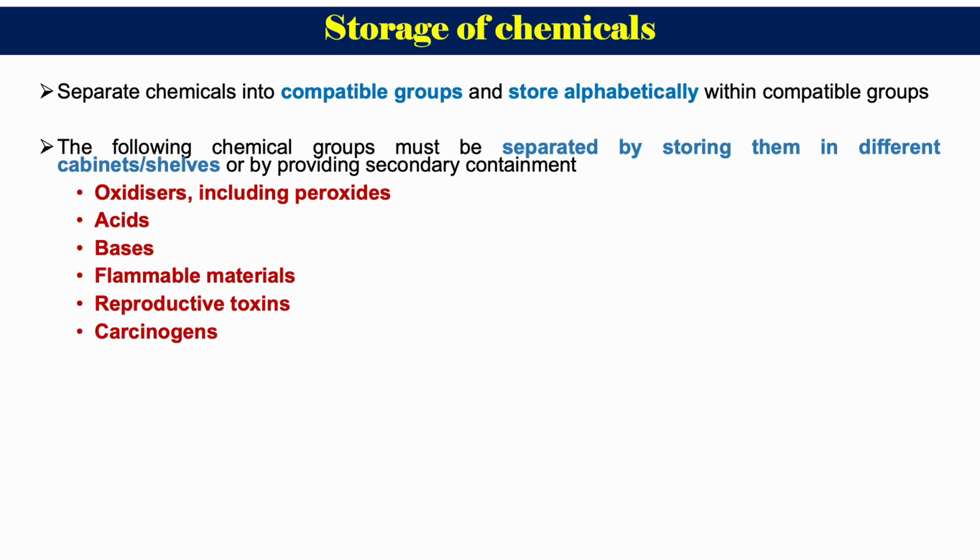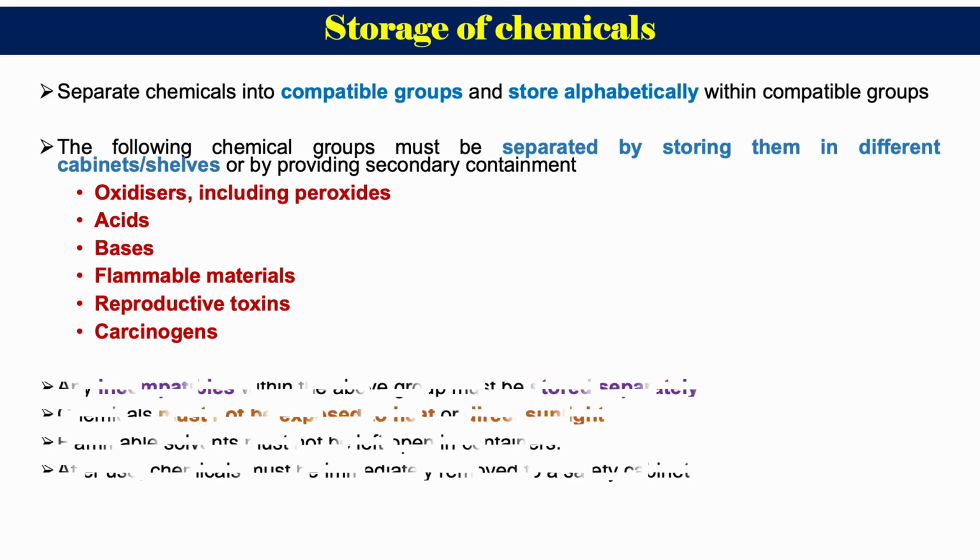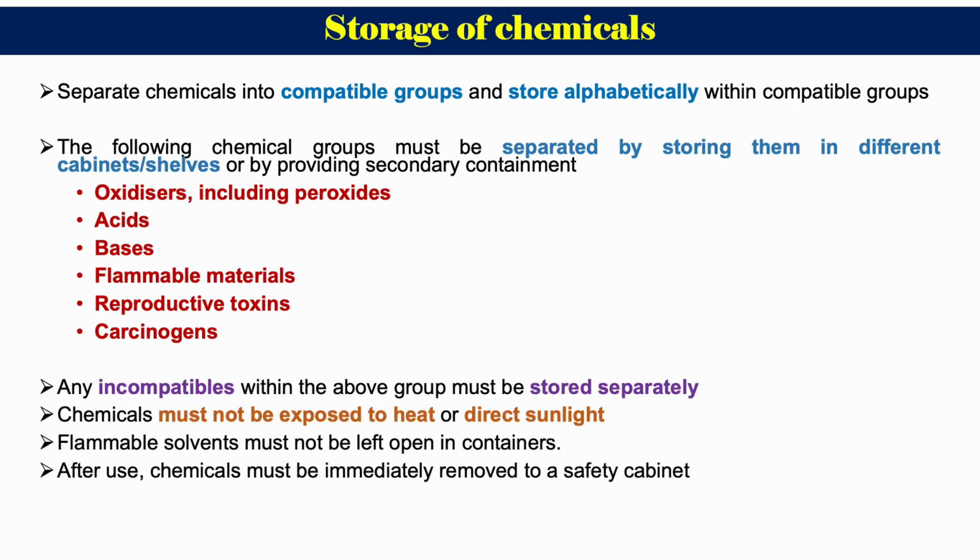Here are examples of chemical groups which must be separated by storing them in different cabinets or shelves, or by providing secondary containment. Number 1 is oxidizers, including peroxides, followed by acids, bases, flammable materials, reproductive toxins, then carcinogens. Any incompatibles within the above groups must be stored separately in separate cabinets or shelves.